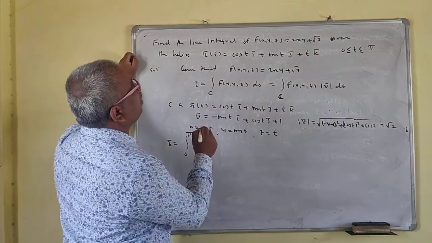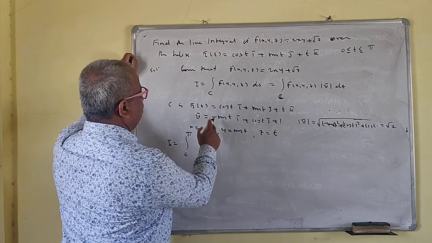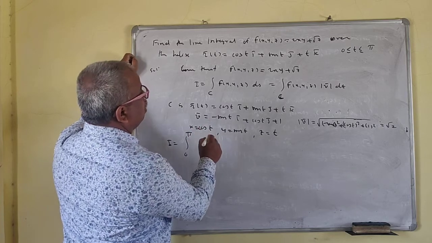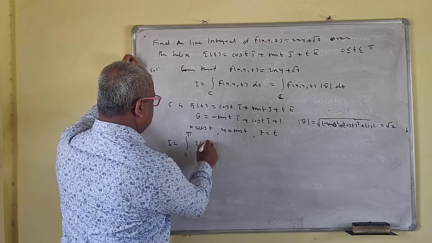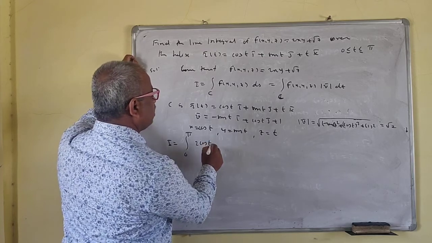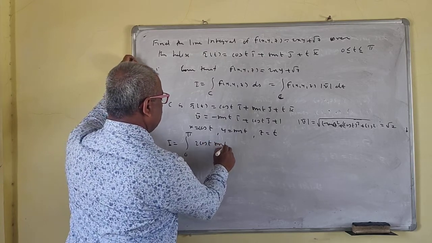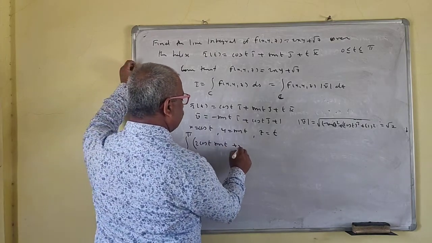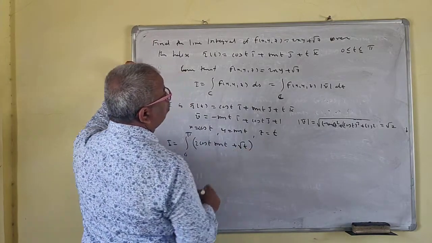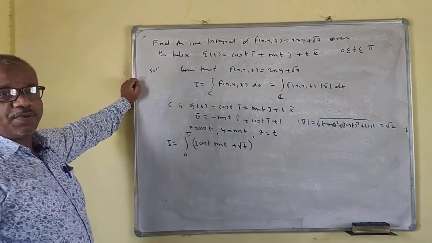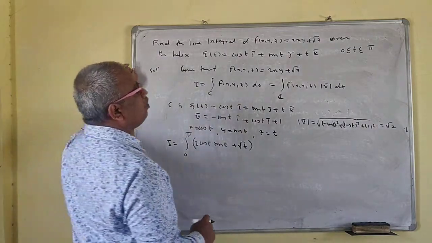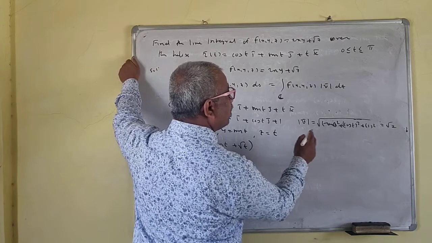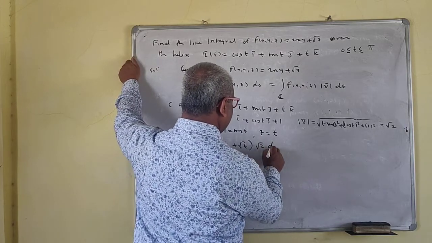So we'll directly put the value. What is x? X is cos t, so 2 cos t. Y is sin t, so sin t. Plus root z, so root t. This is your f of x, y, z, into mod of v bar. Mod of v bar is root 2 dt.